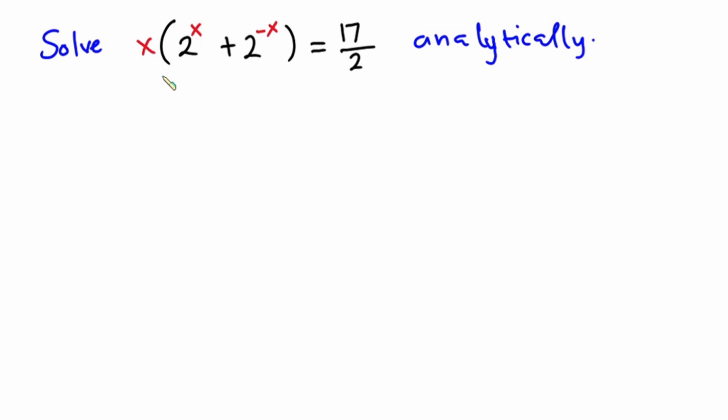Hello everyone, in this video we have this interesting problem. We have x into 2 to the power x plus 2 to the power negative x, and this is equal to 17 over 2. And we have to solve this problem analytically.